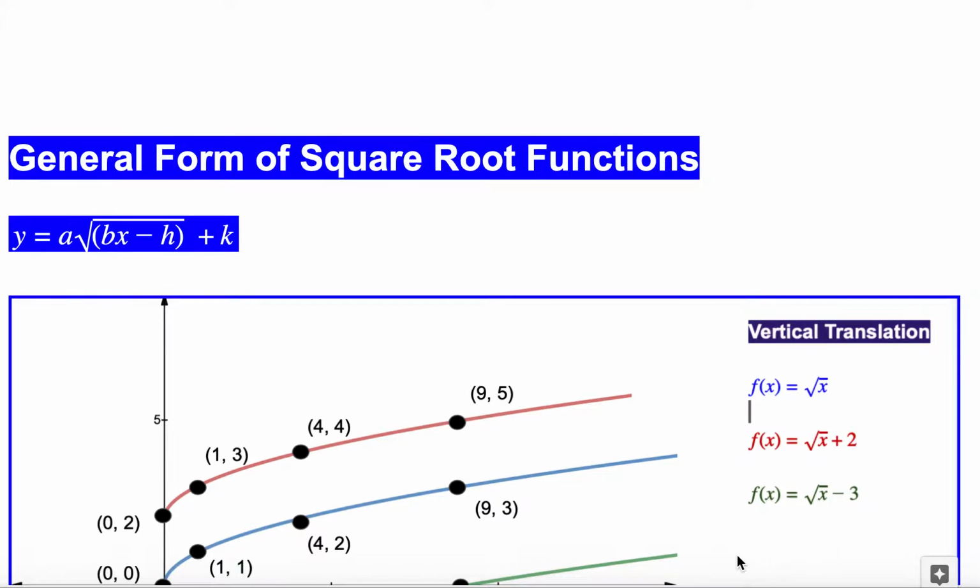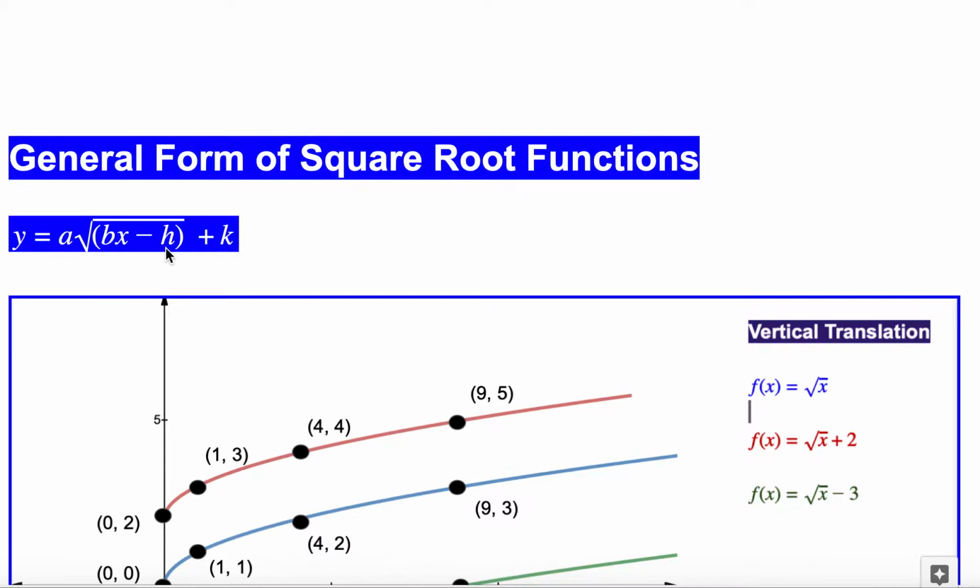The general form of the square root function is y equals a square root of b(x minus h) plus k. A indicates a vertical stretch or vertical compression of the square root function. B indicates a horizontal stretch or horizontal compression of the square root function. X is the argument of the radical function.